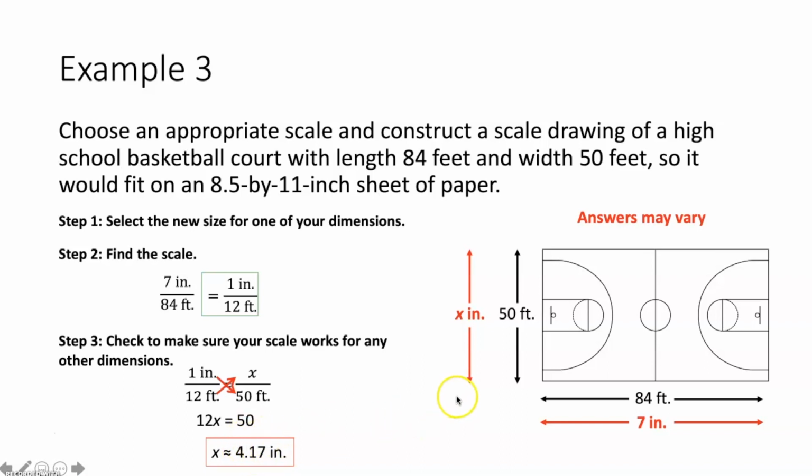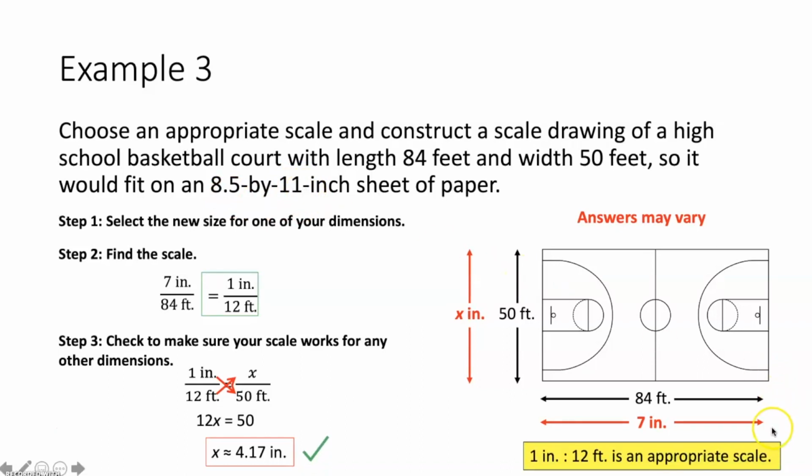We now have to check, do the dimensions that we've chosen for our scale drawing of our basketball court fit within the dimensions of our sheet of paper? Well, yeah, this is 4 17/100ths of an inch. This is 7 inches. That's going to fit well within the 8.5 and 11 inches. Therefore, we can say that our scale of 1 inch to 12 feet is an appropriate scale.